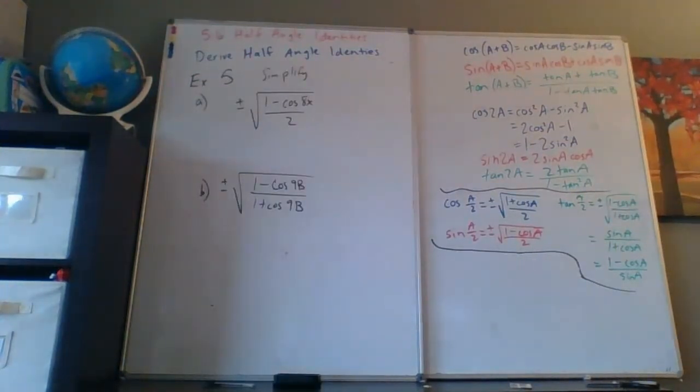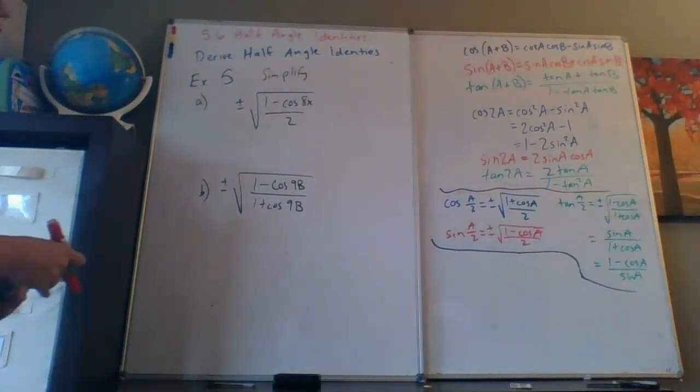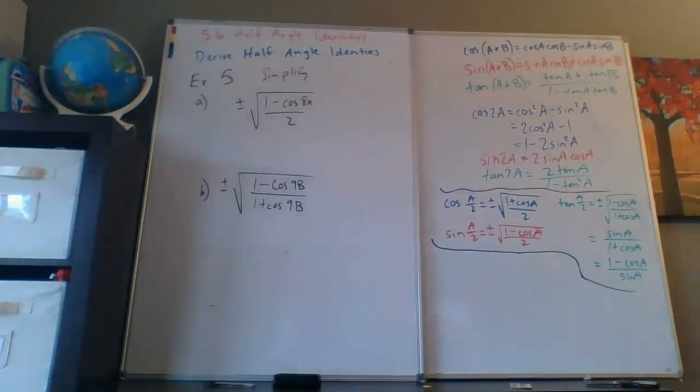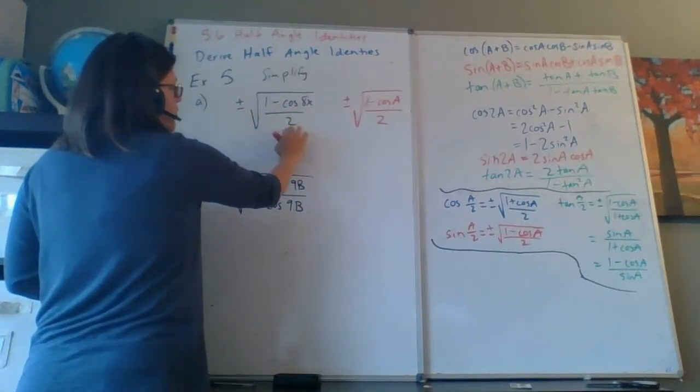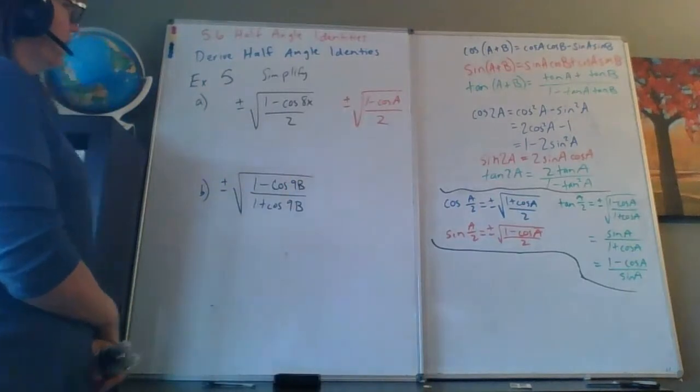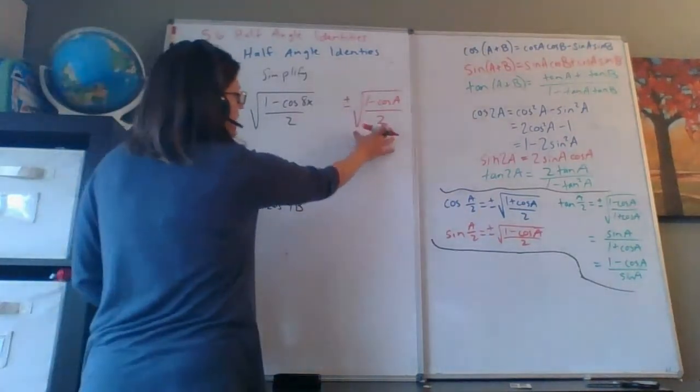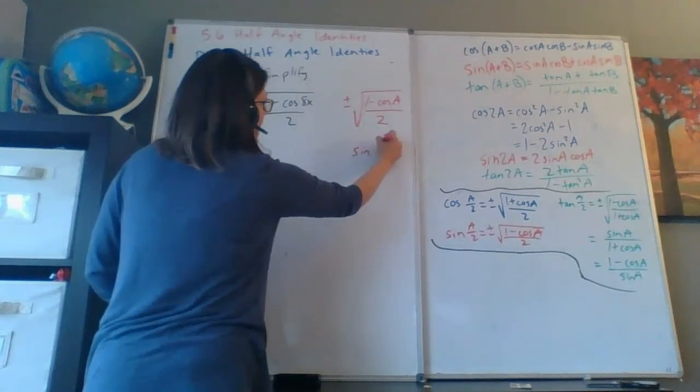Example 5, simplify: plus or minus the square root of the quantity 1 minus cosine of 8x all divided by 2. So the first thing you want to do is see if this looks familiar. We know our square roots come about in our half-angle identities. Notice the 1 minus cosine all over 2 is our half-angle identity for sine. So notice this quantity will be the same as sine of A over 2.